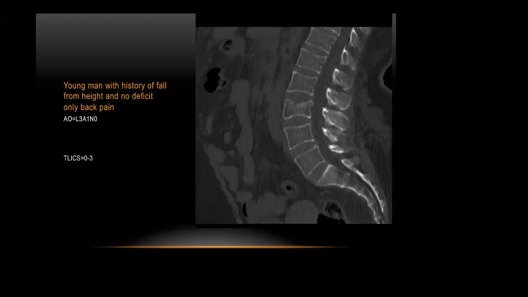So I'll continue with that. The sagittal CT shows a fracture of the L3 vertebral body, and A1 means it is a compression fracture, and N0 again means that there is no neurological deficit. And TLICS shows that it's non-surgical, between 0 to 3.